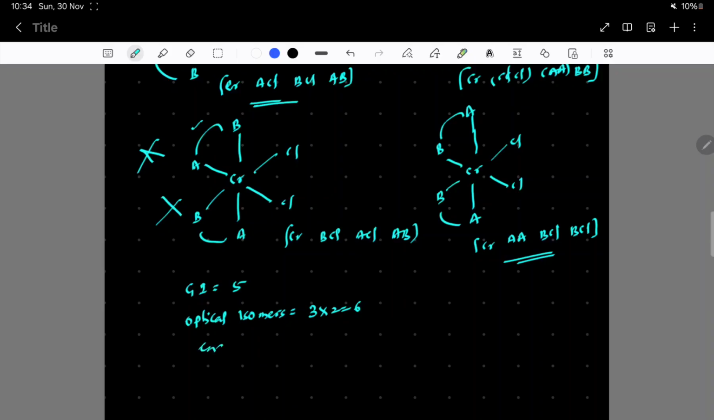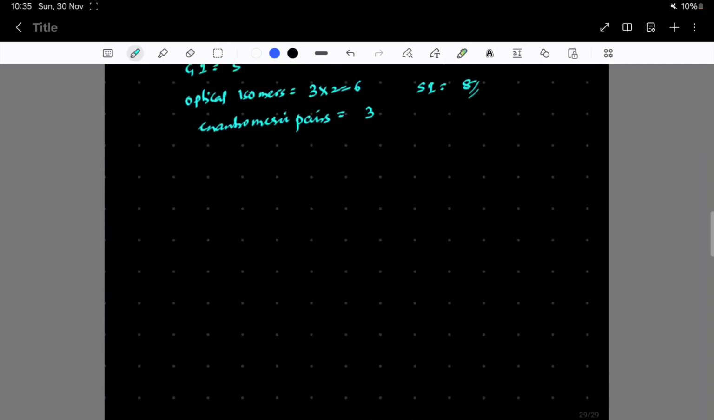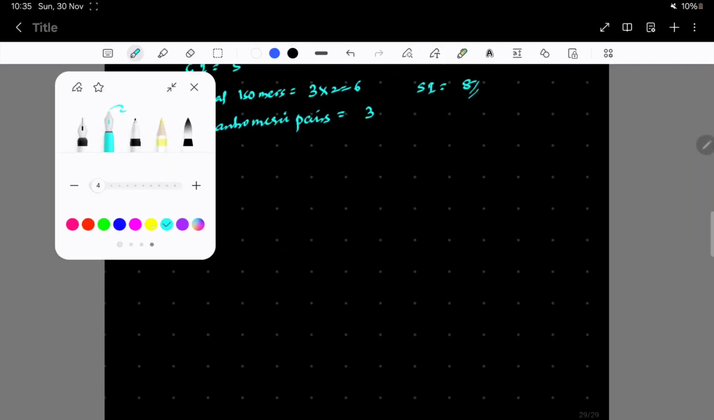But enantiomeric pairs I will write as enantiomeric pairs, that is equal to 3 only, student. So then the total number of stereoisomers is equal to 8. Clear, student? Right. So just you can change the configuration. That's it, student. Now look at, student.